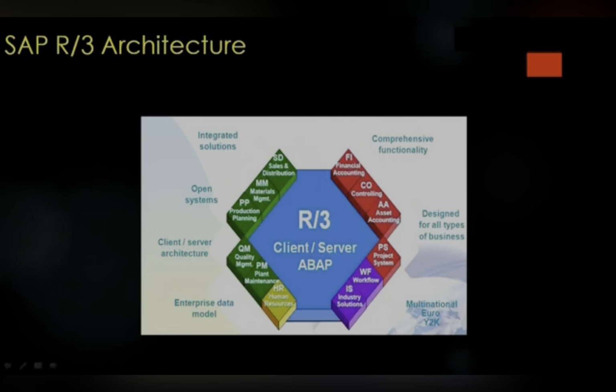SAP R3 architecture, so basically as I just said, is an integration of all the different areas of the different business processes in the system. So basically we have just one server, and the one server will have all the different modules. For example, the SD module, sales and distribution, material management, production planning, quality management, project system, controlling, finance, everything will be here, they are all sharing the same database, same software. So that's why we have a consolidated software.